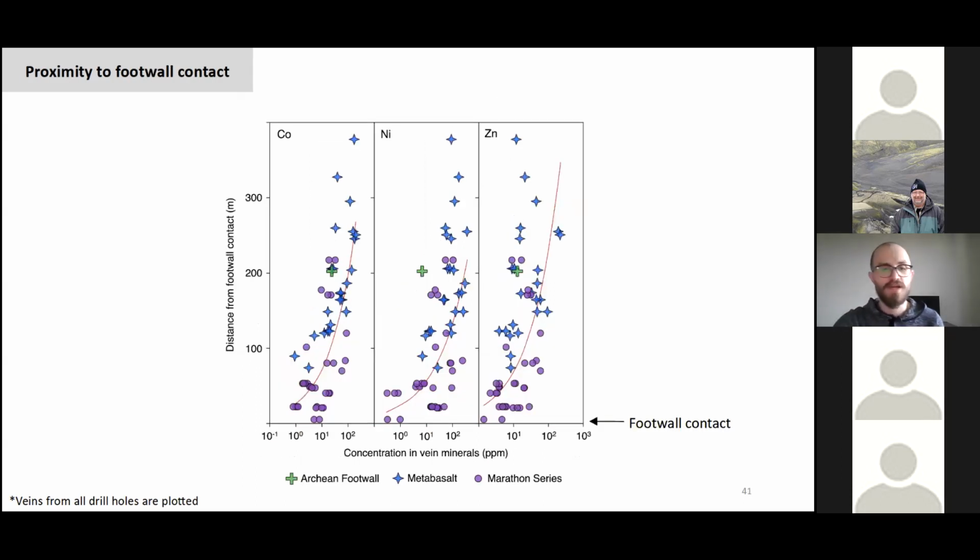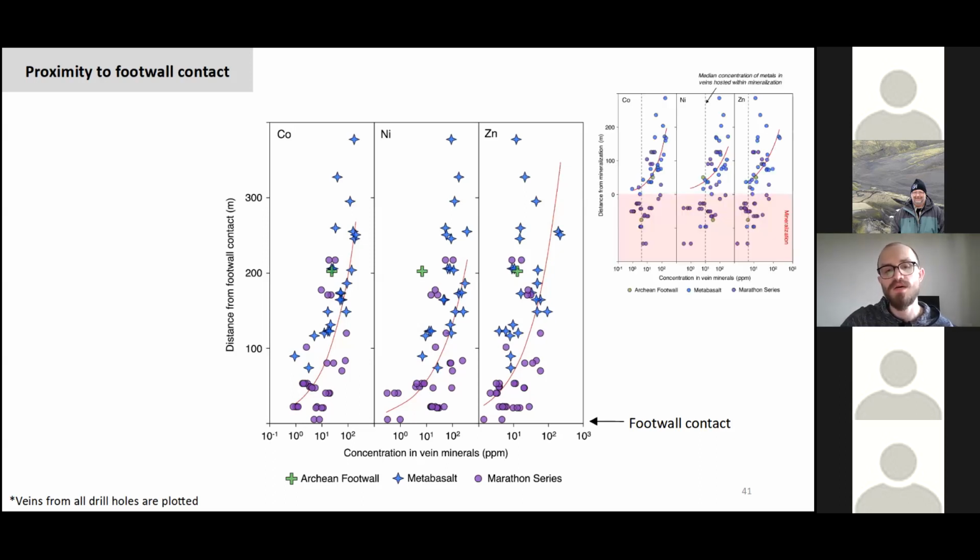Here we have a similar diagram, except now we're looking at the variation in metal content as a function of distance from the footwall contact. And we can see a very similar trend to what we saw before, with an increase in concentration with increase in distance from the footwall contact. So this relationship suggests to us actually that rather than the metals being sourced from the underlying mineralization, they're actually being sourced by the progressive interaction of the fluid with silicates and oxides such as pyroxene, olivine, and magnetite as the fluid migrates upwards through the rock package.